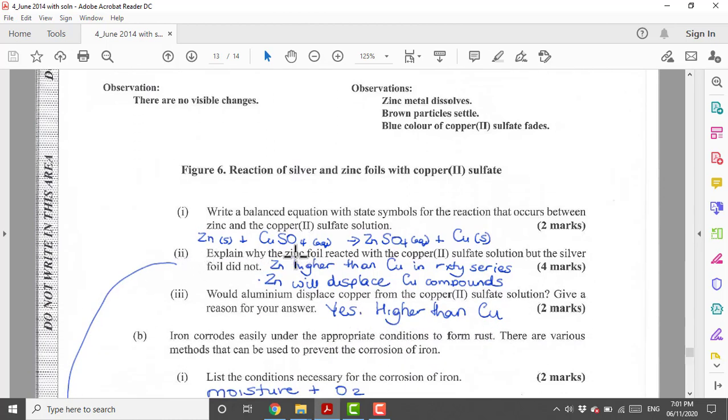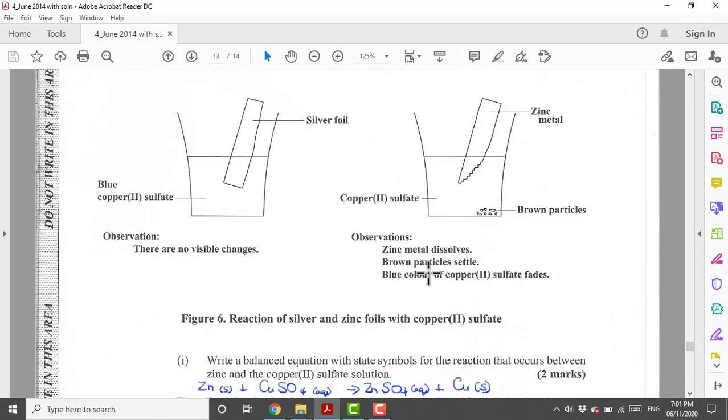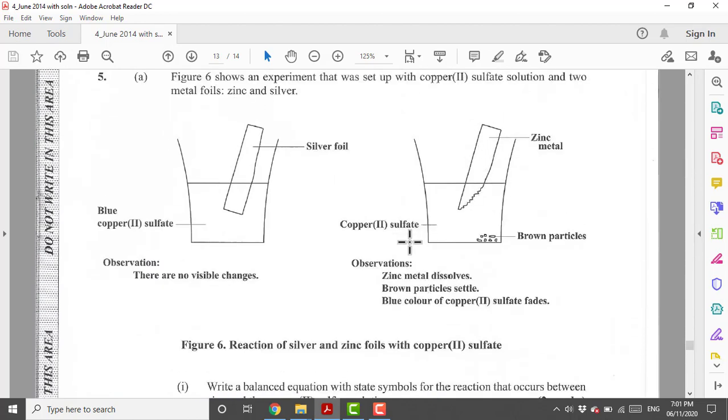Why did the zinc foil react with copper 2 sulfate but the silver foil did not? Well, according to the reactivity series, zinc is higher than copper. All right, so look here. Zinc is higher than copper in the reactivity series. And I like to say the ones that are higher in the reactivity series are more friendly and they want to interact more. All right, so they like to make their friends. So this one will take the friend, sulfate, right?